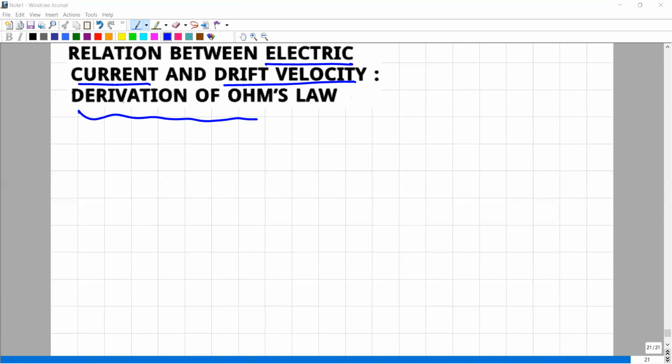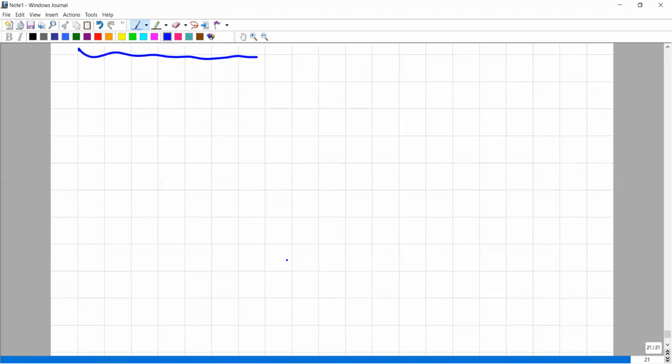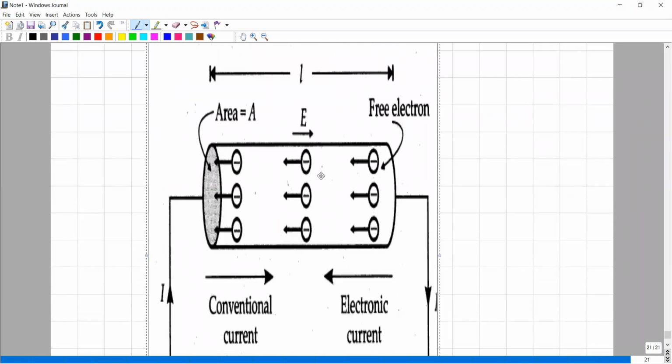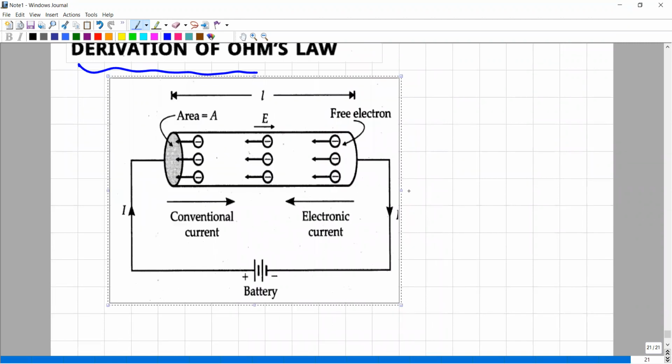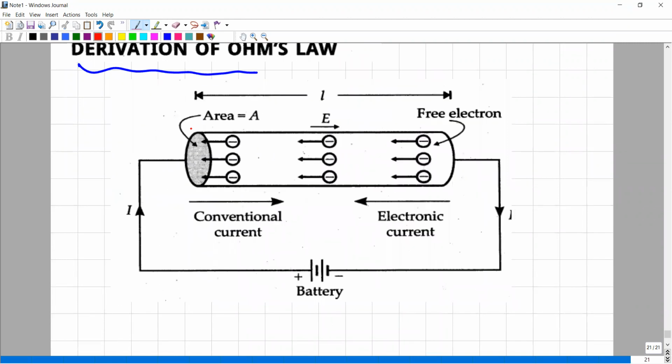Now, imagine that you have a conductor which is connected to a cell. If the conductor is connected to the cell, that means there will be some electric field. You can see in this diagram, this is the conductor, and this conductor is connected to the cell. The cell is providing positive and negative charge, and the electric field is set up in this direction. It's a very simple electric field set up in this direction.